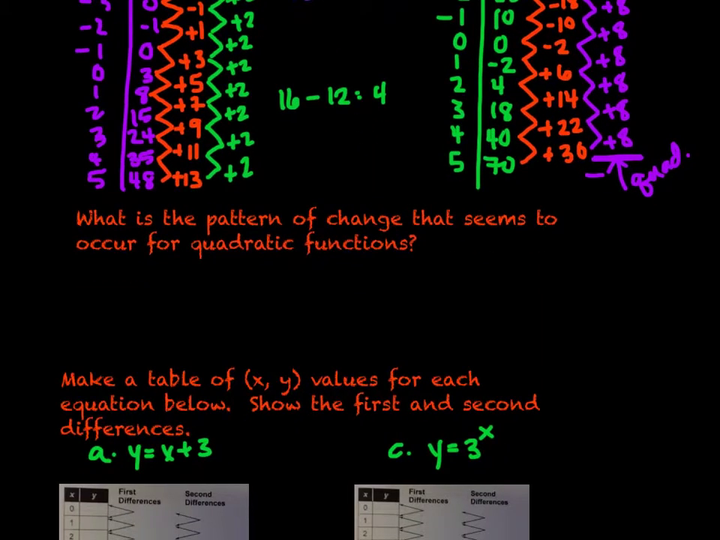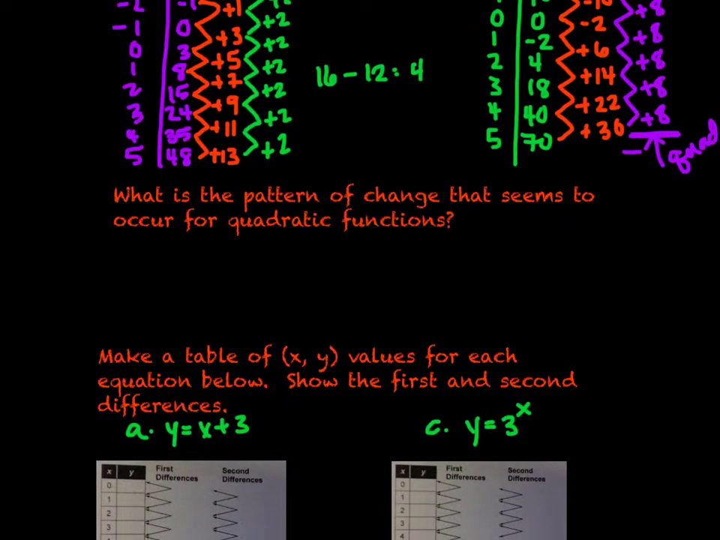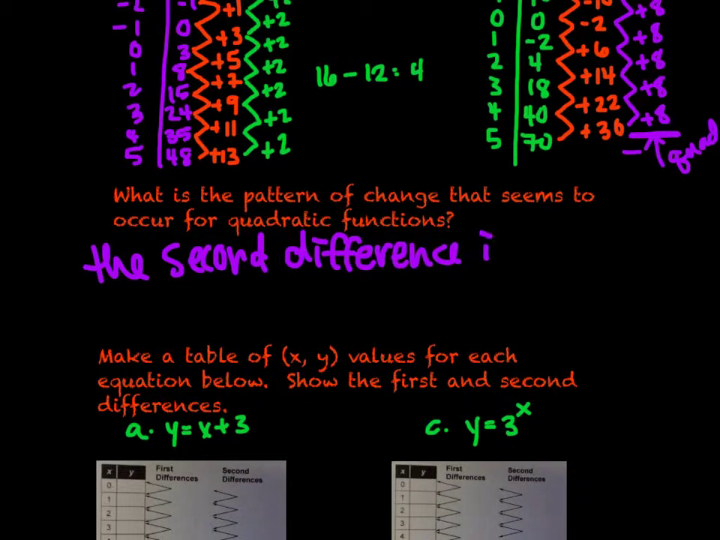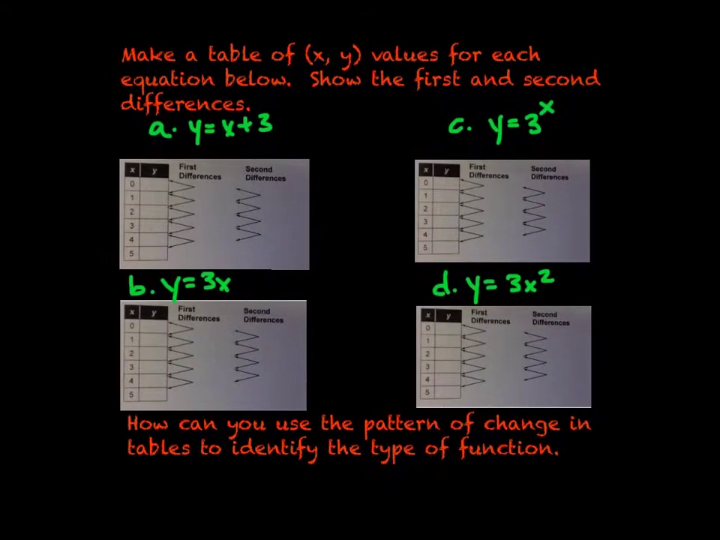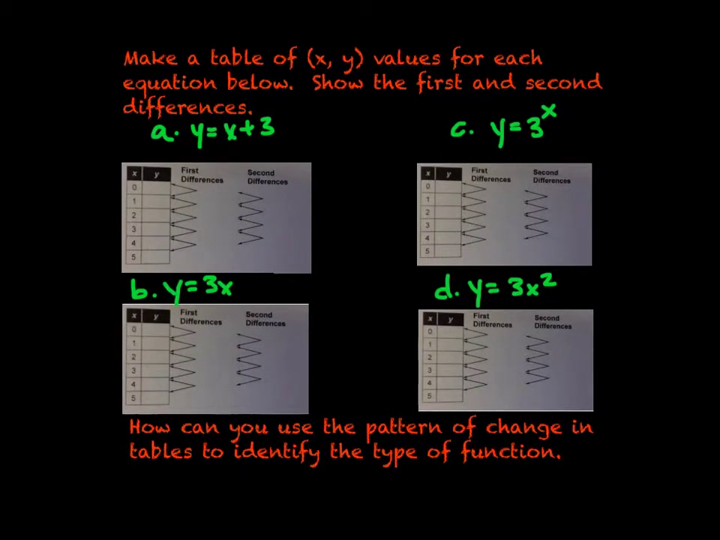So let's look now and answer what is the pattern of change that seems to occur for quadratic equations. And we can say the second difference is a constant. So it's constantly increasing by something or constantly decreasing by something. Our next part of this particular investigation is looking at various tables for other quadratic or non-quadratic equations. So make a table of xy values for each of the equations below. Show the first and second differences.